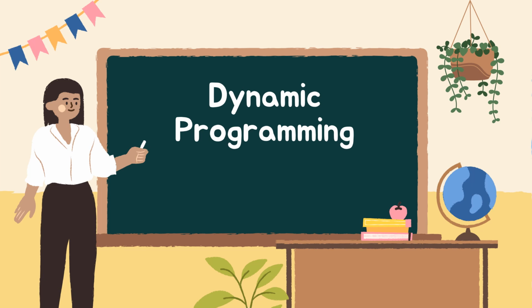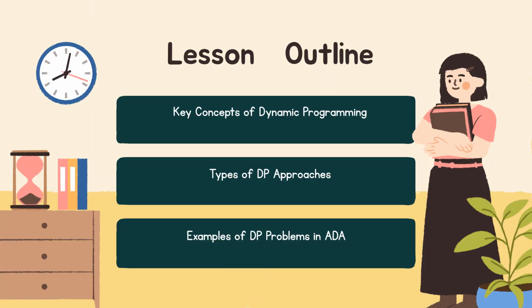Good evening, all. So the concept is dynamic programming, which is a crucial algorithm technique covered in analysis and design of algorithms. It is used to solve complex problems by breaking them down into simpler subproblems and storing their results to avoid redundant computation. That is all about dynamic programming. And here are the key concepts of dynamic programming.